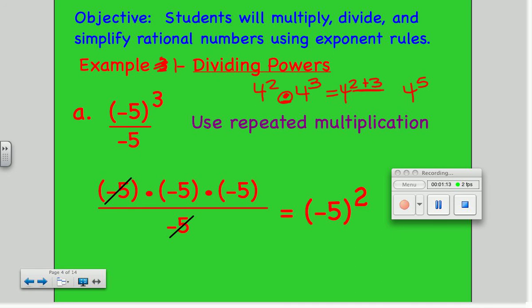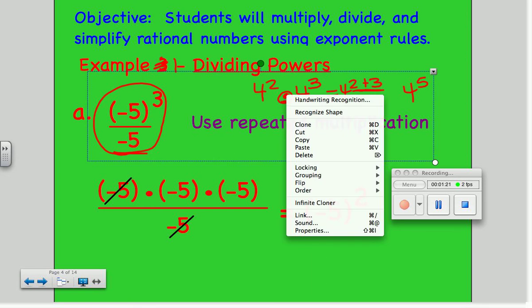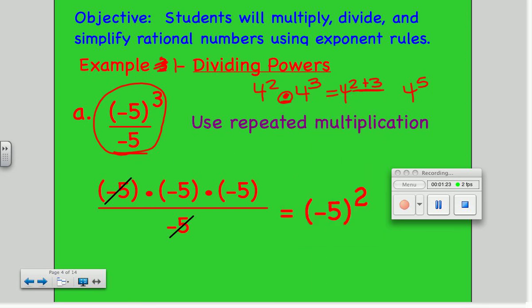Well, what do we do when we divide? Isn't division the opposite of multiplication? It's the inverse operation. Yes, it is. So, what's the inverse operation of addition? Subtraction. So, instead of adding the exponents, we're going to subtract them.